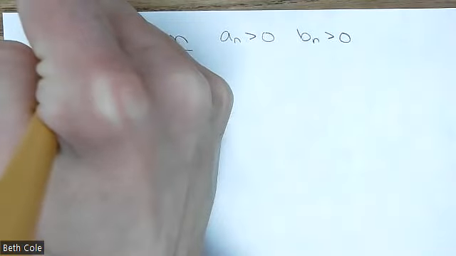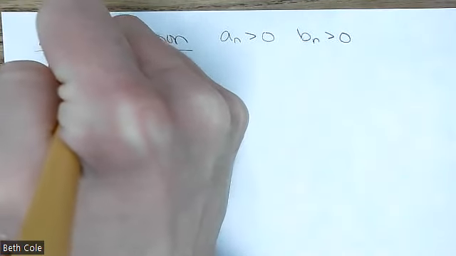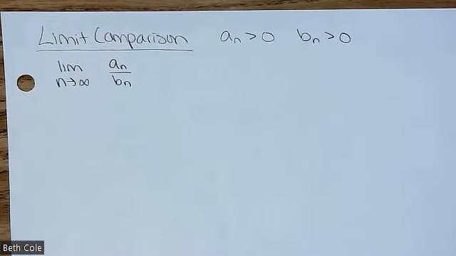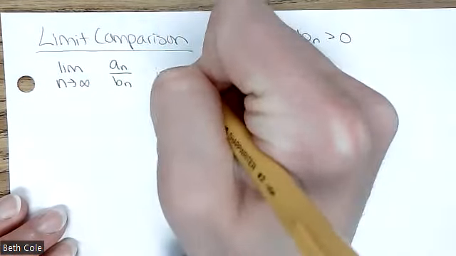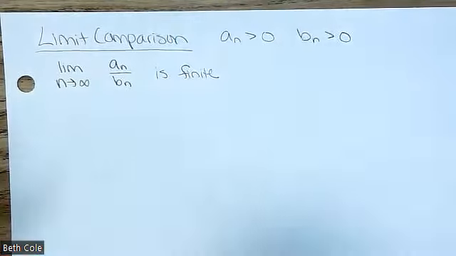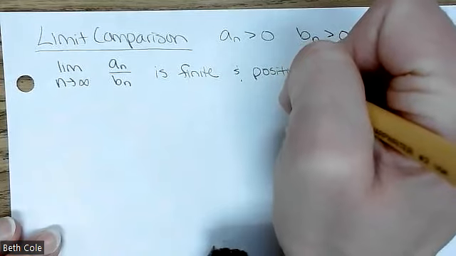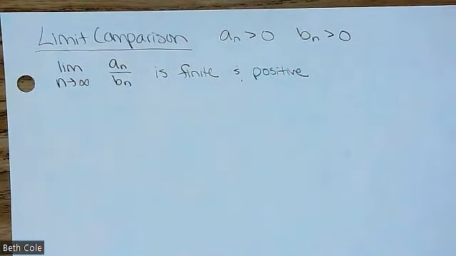And then your limit as n goes to infinity of one of them over the other. Now I wrote a over b, but you could put b over a. It actually doesn't matter. If that limit is finite, I think it needs to also be positive, finite and positive, then either both of the series converge or they both diverge.